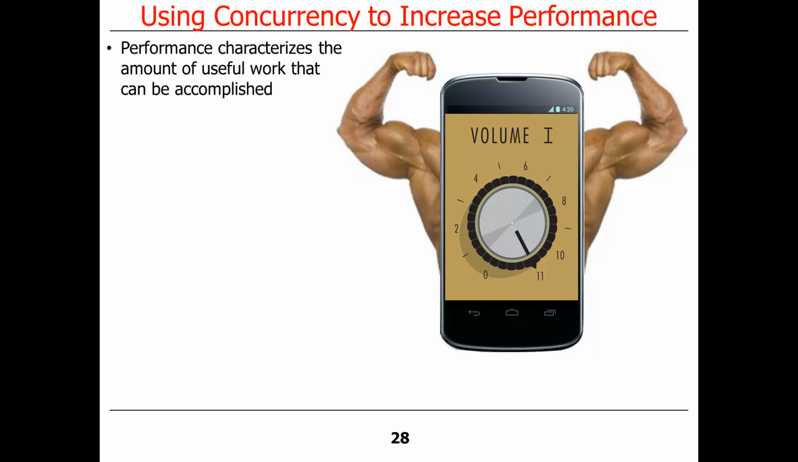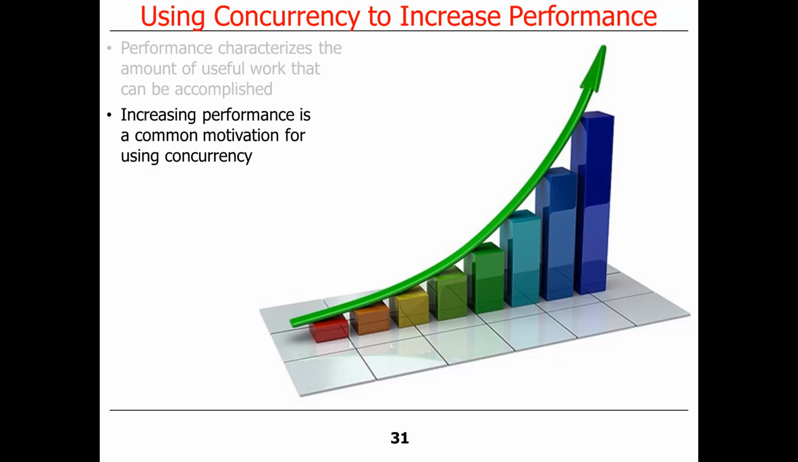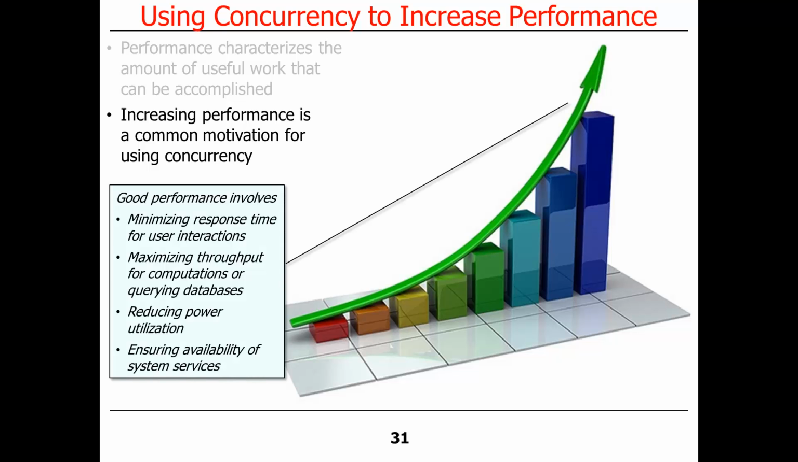All right, so what is performance? Performance basically characterizes the amount of useful work that can be accomplished per unit time. And you can either diminish the response time or you can increase the amount of work that can be performed. So you can either do more work in the same amount of time, or you can do the work in less time, right? Those are sort of two dimensions of performance, and they're more or less the same issue, just different sides of the coin. This is obviously a huge motivation for using concurrency.